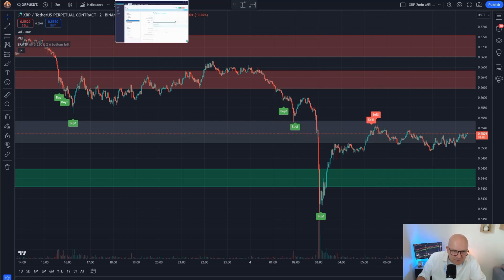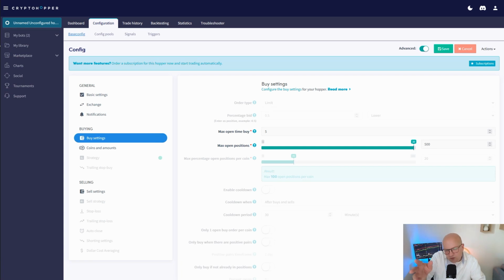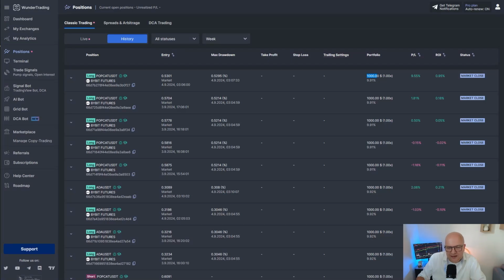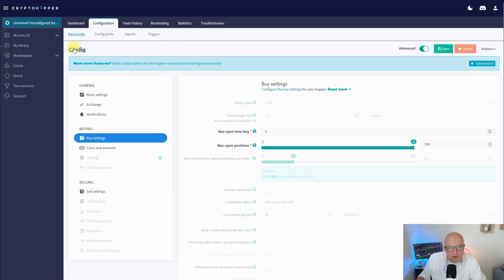Now I got one, and this is a shout out to Eduardo. Thank you, Eduardo, from our community. Eduardo said, Dirk, have a look at a tool called Crypto Hopper, because you can use this tool to configure so-called multi-currency bots. This is one of the downsides of Wunder Trading currently, that I need to create one bot per currency. So if I trade 5 or 10 different cryptocurrencies, I have 5 or 10 bots running in parallel. And supposedly this is something you can do with Crypto Hopper.